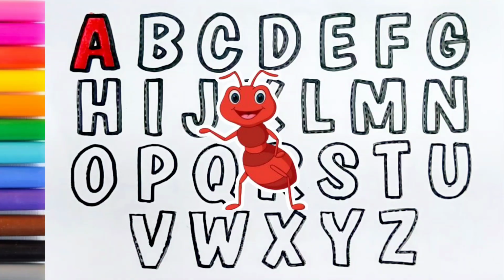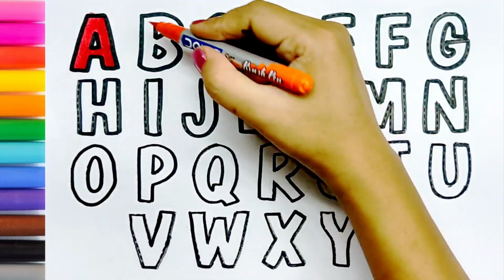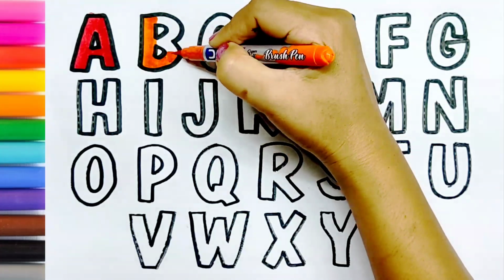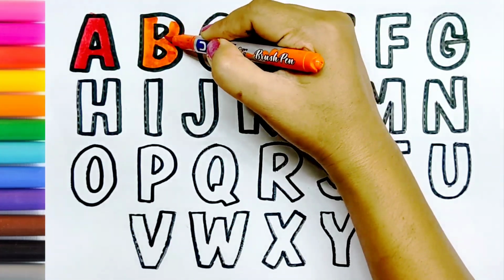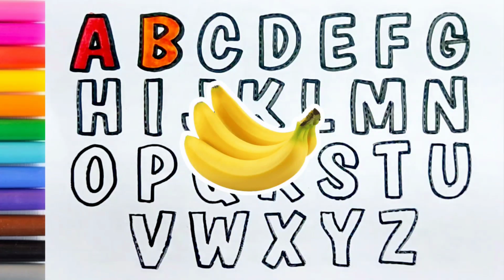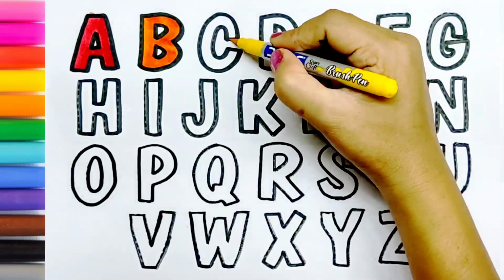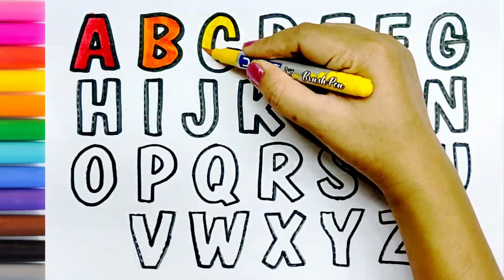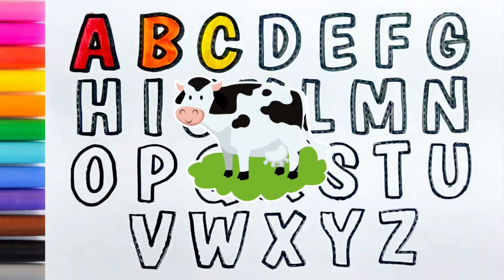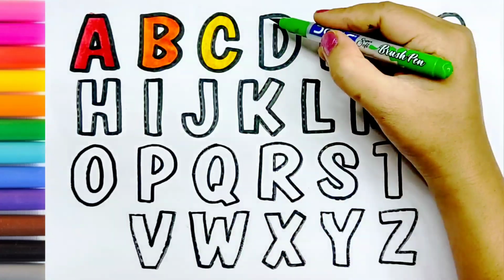A for ant. Orange color. B for banana. Yellow color. C for cow. Light green color.